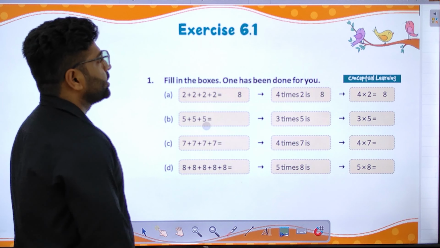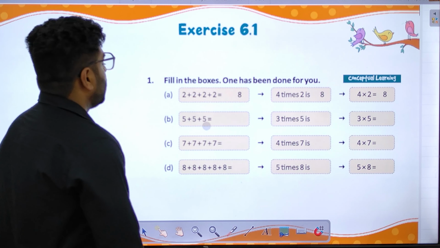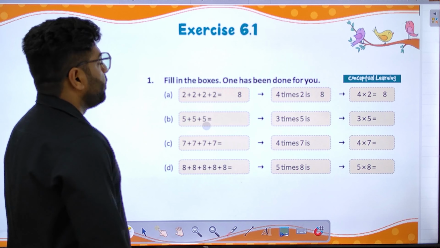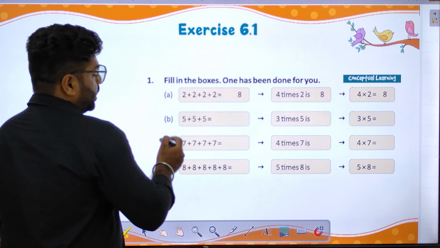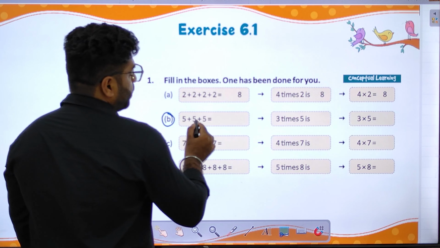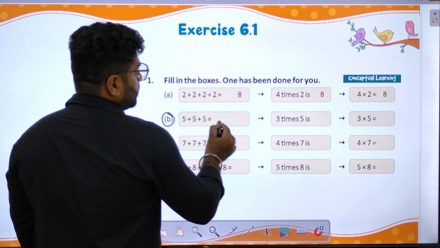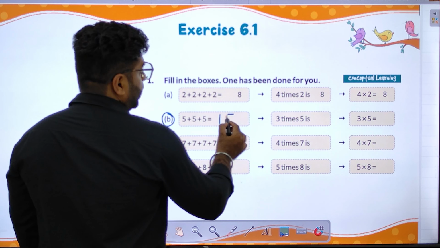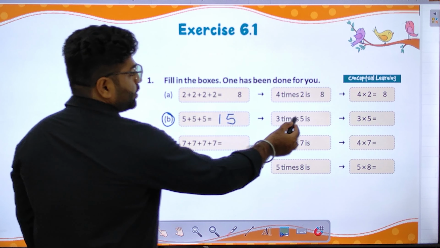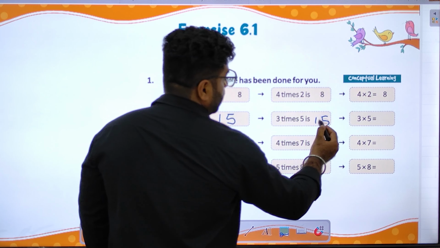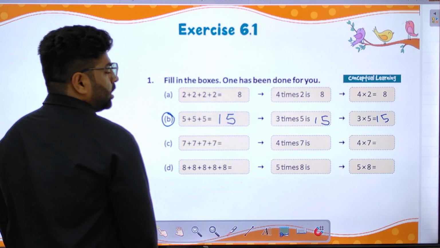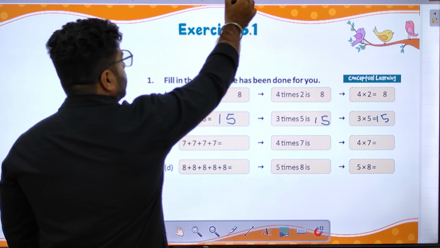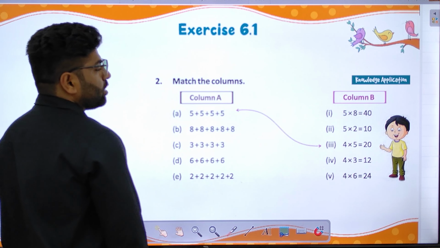So here we are having exercise 6.1. Now we are having question number 1. In the boxes, one has been done for you. Here we are having part B, that is 5 plus 5 plus 5, that is 15. That is 3 times 5 is also 15. Clear? Now move to our next part, that is match the following.